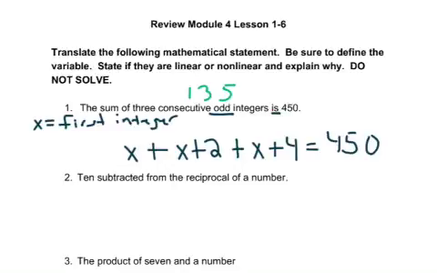The next thing I had to do is state if it was linear or nonlinear. In particular, this one would be linear because my variable is x, and my exponent with every single variable is a 1 in this case. So remember, if it's linear, your exponent would be a 1 or a 0.